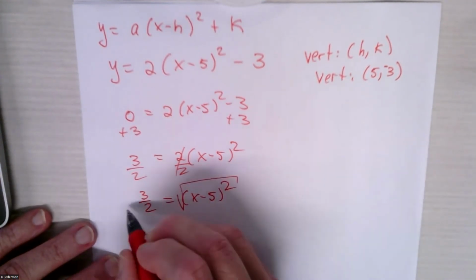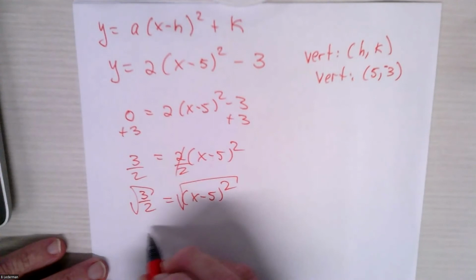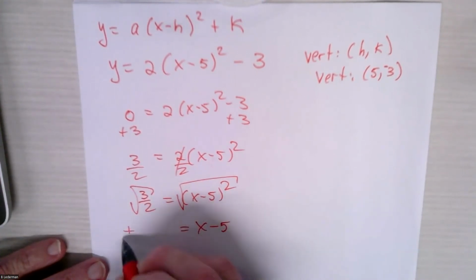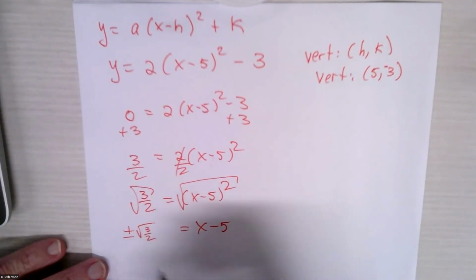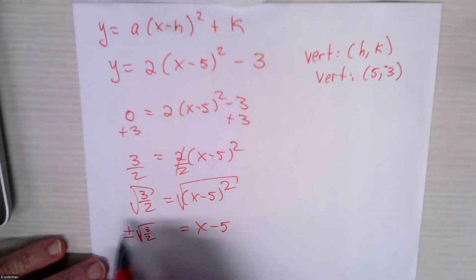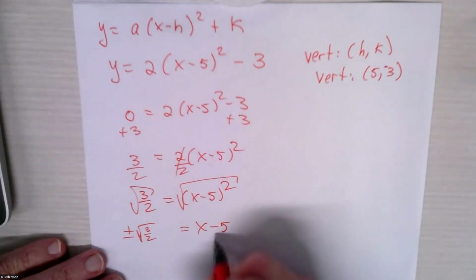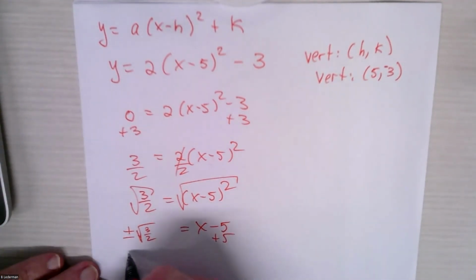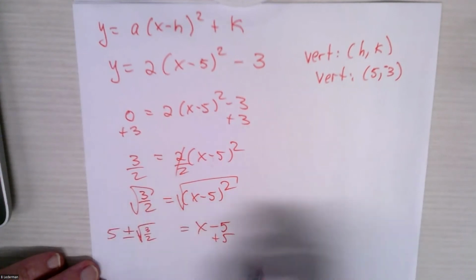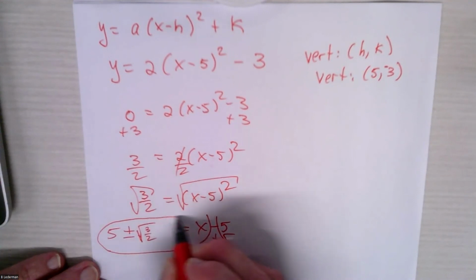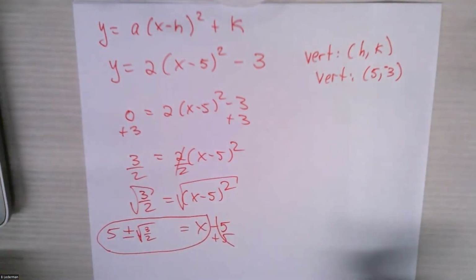Now I square root each side. So I get x minus 5 equals plus or minus the square root of 3 halves, because I have to be open to the positive or the negative. And now I add 5 to each side. I get x equals 5 plus or minus the square root of 3 halves.